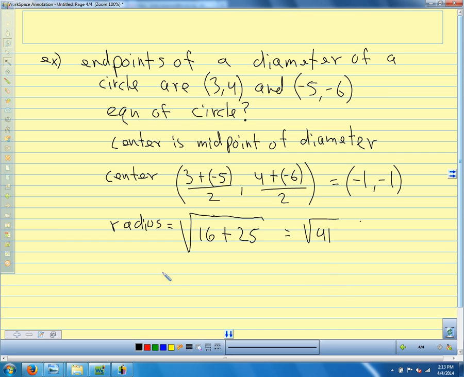So our equation is going to be (x plus 1) squared plus (y plus 1) squared equals the radius squared, equals 41.